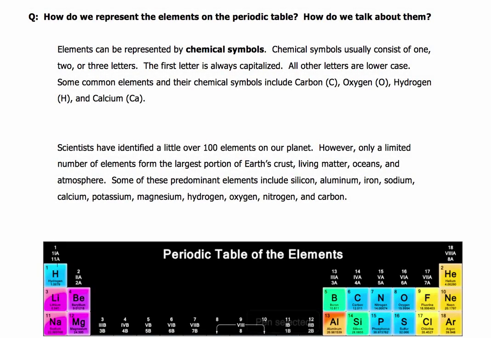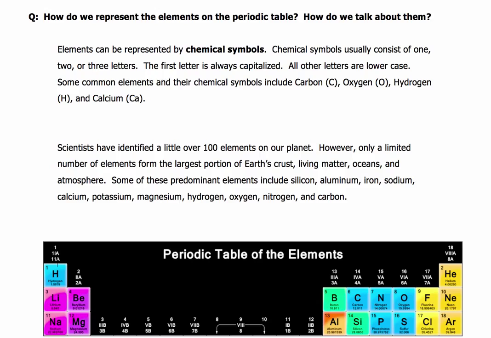So there are just a couple of other things that we need to cover and finish up with reference to the periodic table and to the elements that we've been talking about. And the question at the top of this video screen: how do we represent the elements on the periodic table? Meaning, how do we talk about them? How do we write about them? How do we refer to them? It's not English. How do we write about these?